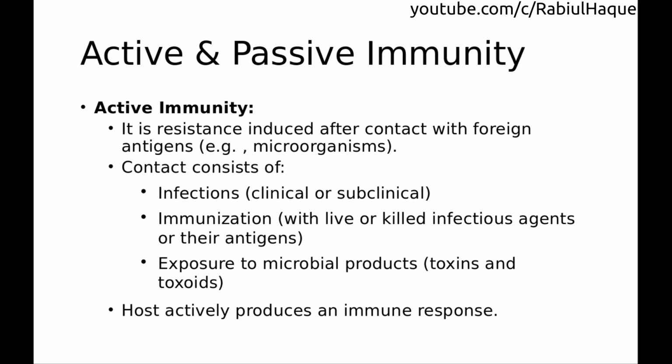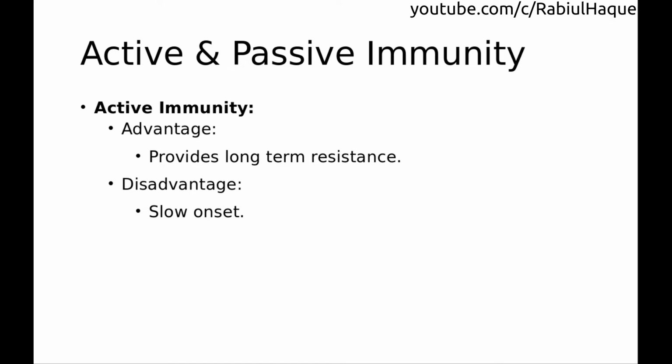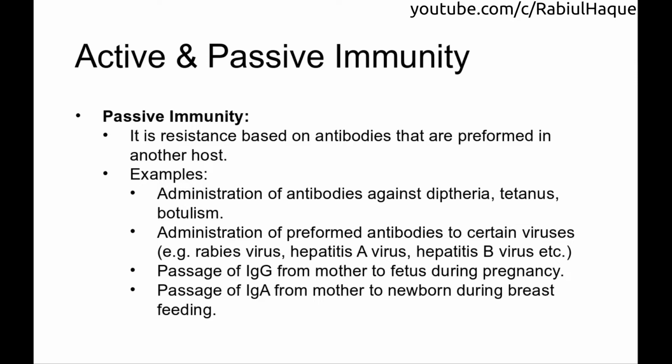The main thing that you have to remember regarding active immunity is that here the host actively produces an immune response. So what are the advantages of active immunity? The main advantage is that it provides long-term resistance. And what is the disadvantage? It is slow in onset. Regarding passive immunity, it is resistance based on antibodies that are preformed in another host. Examples will include administration of antibodies against diphtheria, tetanus, botulism, administration of preformed antibodies to certain viruses, for example, rabies virus, hepatitis A virus, hepatitis B virus, etc.